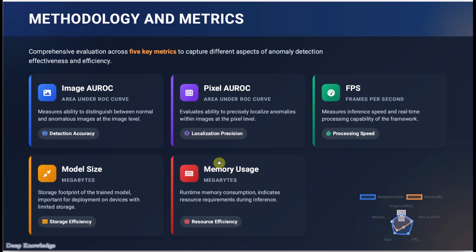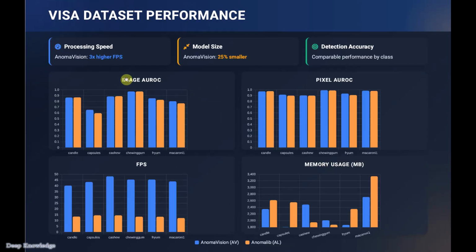And the memory used during the training, and it also measures training and testing. So you can see here this is the image AUROC. This is some of the datasets, some of the classes: candle, cashew, etc. This is run on the Visa dataset. In this case the results are somehow close to each other. I will not say my algorithm is better than this one or this one.